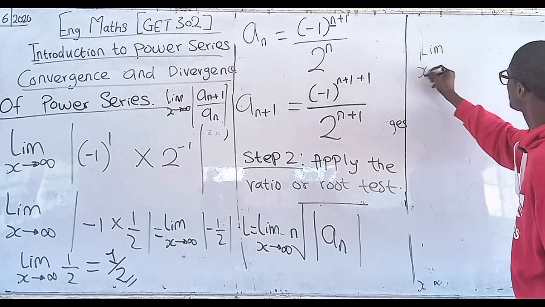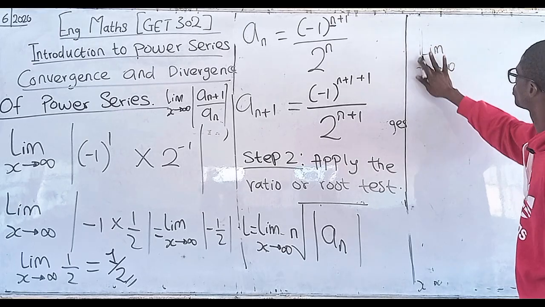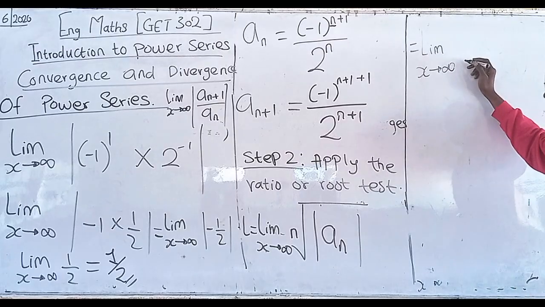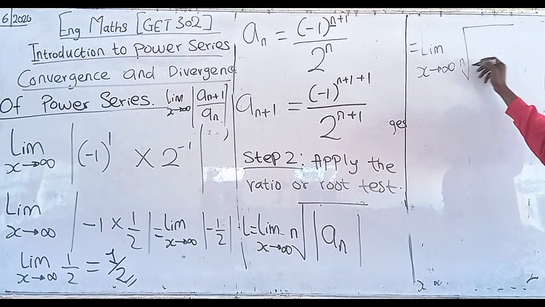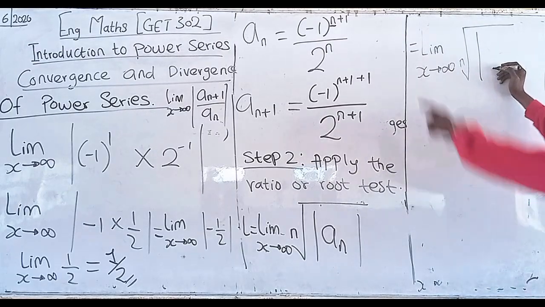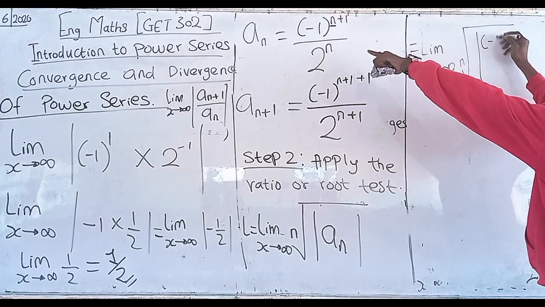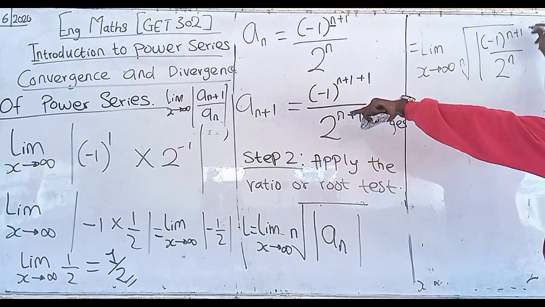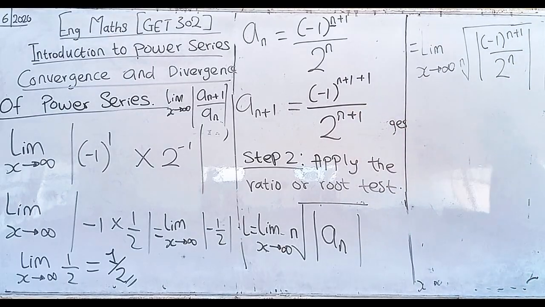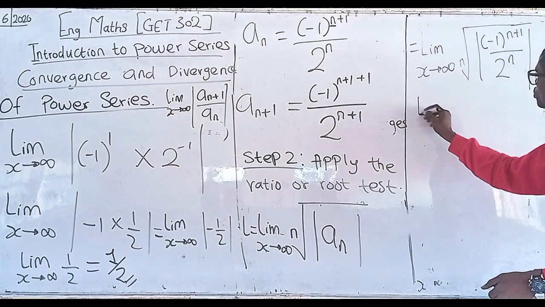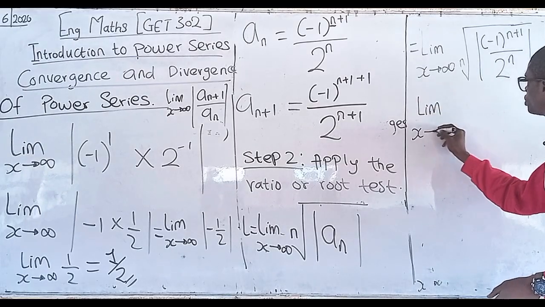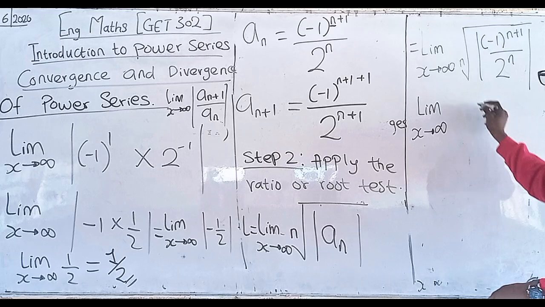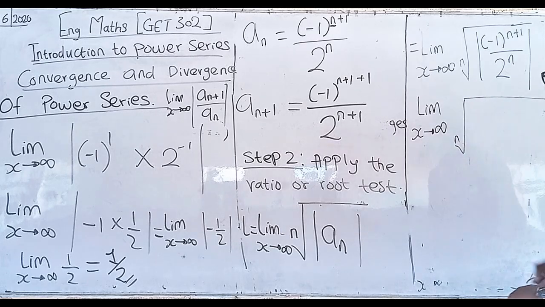So the limit as x approaches infinity of the nth root is what we are looking for. What is our a_n? It is (-1)^(n+1) all over 2^n, is it not? Any question? So the limit as s approaches infinity of the nth roots. What can we do here?